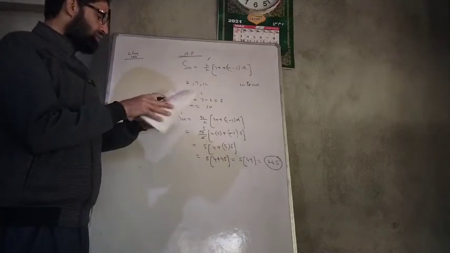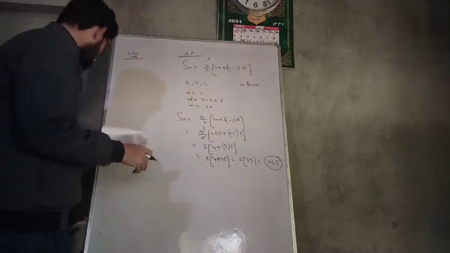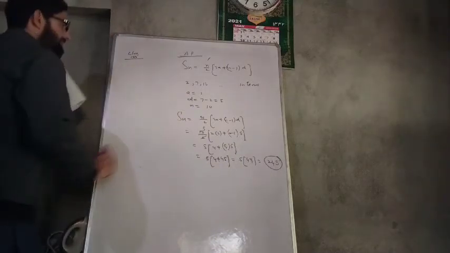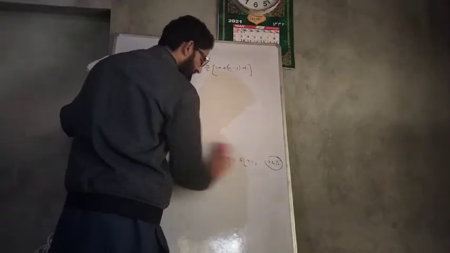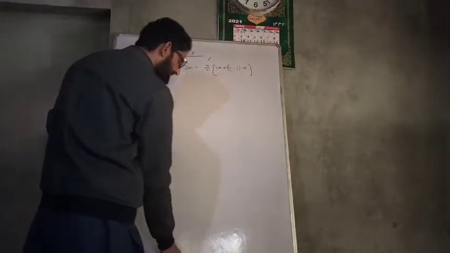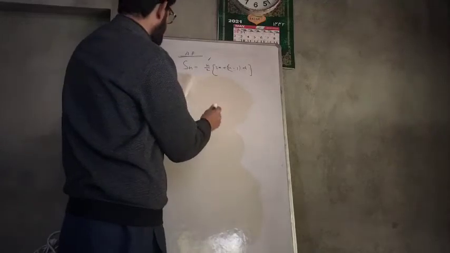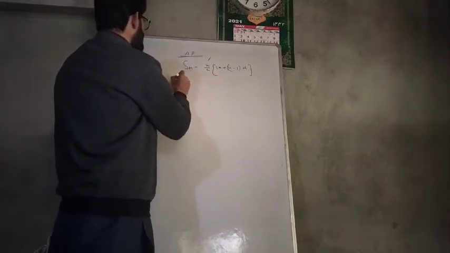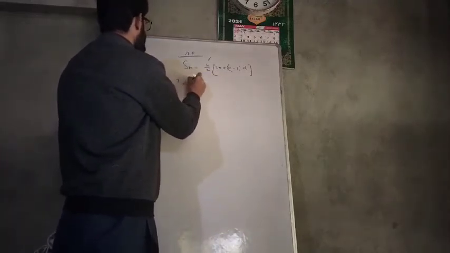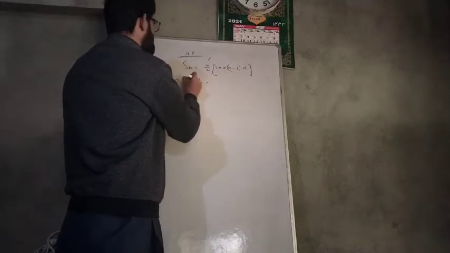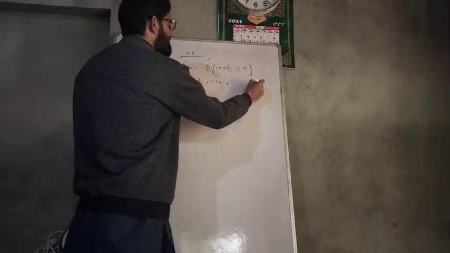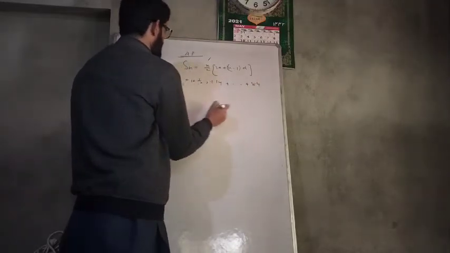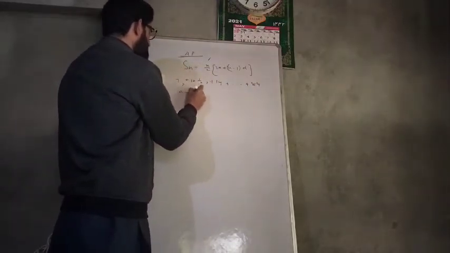Now question number 2. In question number 2a, you have to find first n, then you can proceed further. Here it is like this: 7, 10 and 1 by 2, 14, and so on, and the last term is 84. Here a is equal to 7.